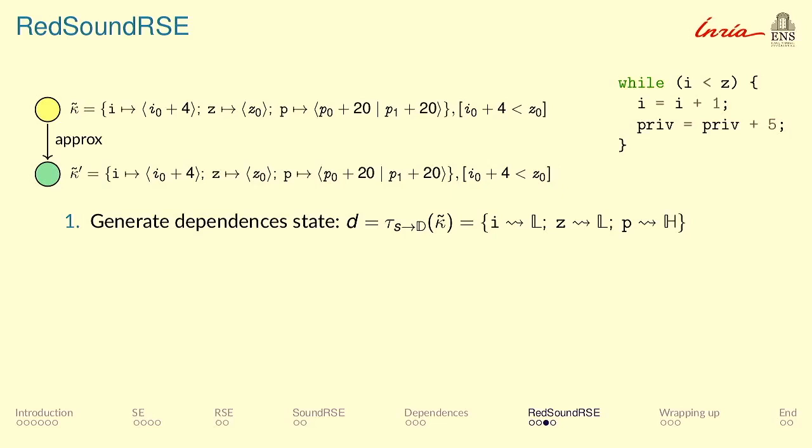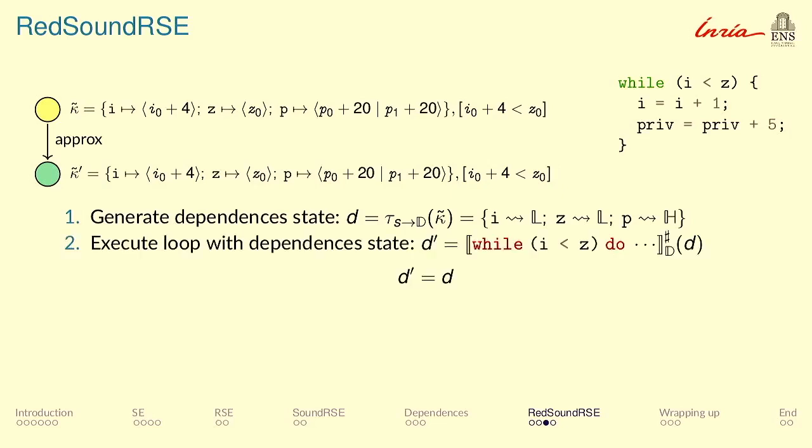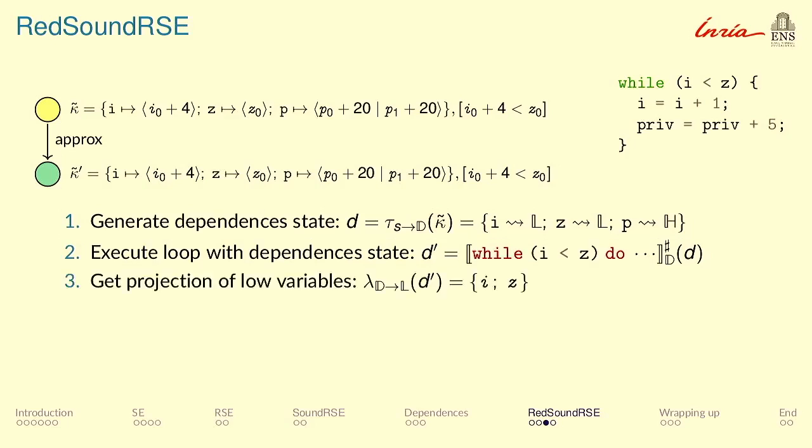Then this is where we use the dependency semantics. Basically, we can execute the loop. And because, as we said before, the value of I does not depend on the secret, D prime, the new state of executing D with the loop, is actually going to be the same as D. And then we can get the projection of which variables are mapped to low. So this is going to be I in this set. And now again, we get back to the previous step, which is getting the modified variables of the program.